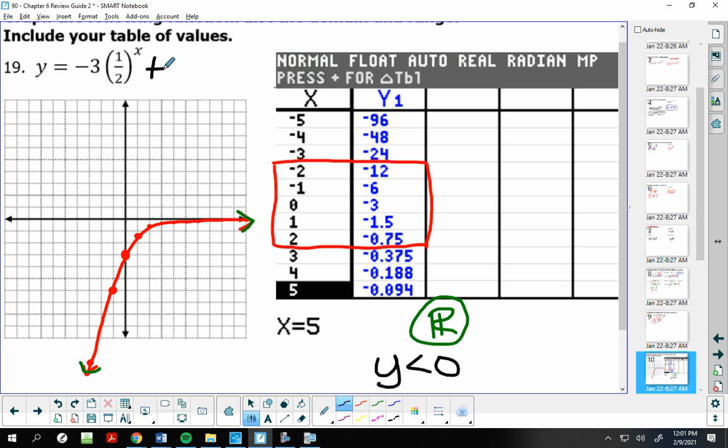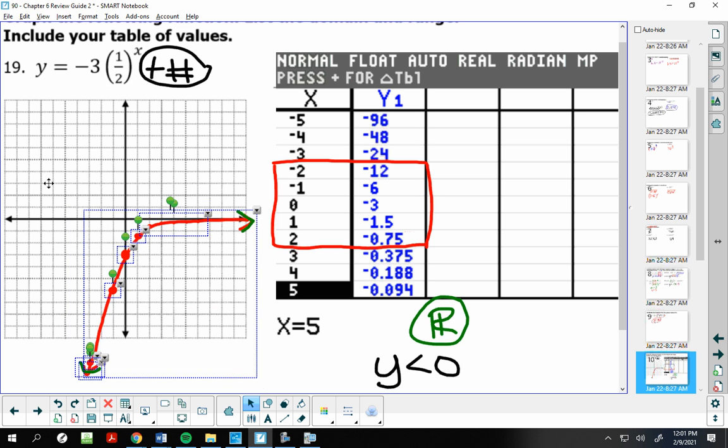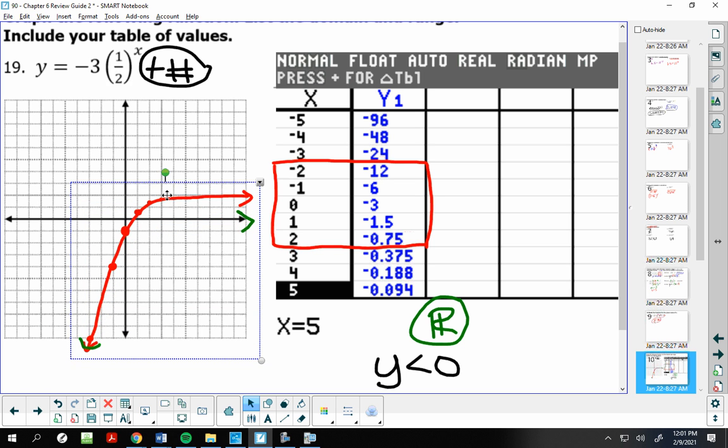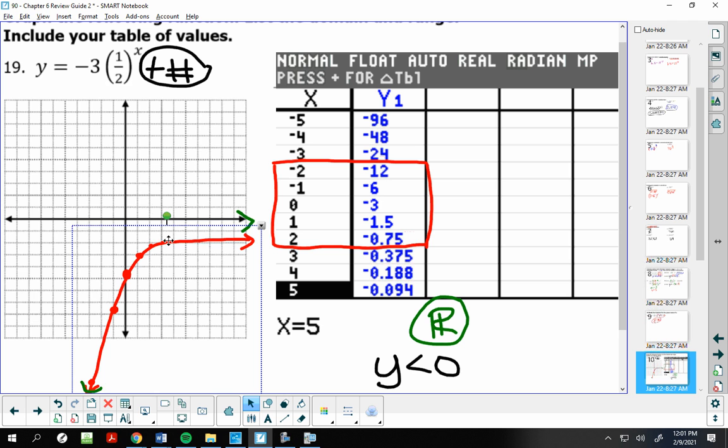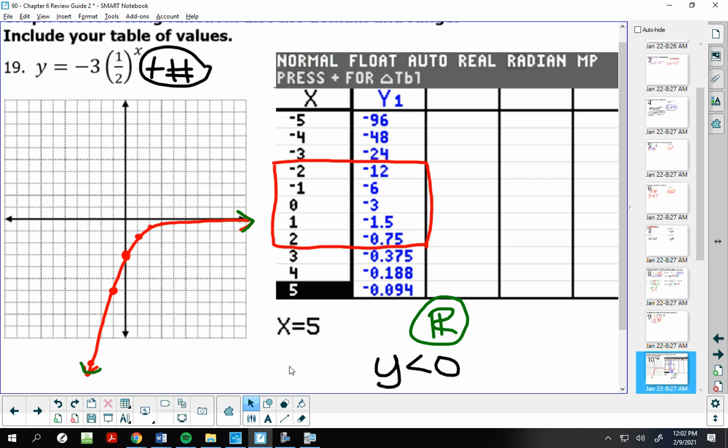If you're adding or subtracting a number on the outside here, then you're translating your graph up or down. So what it would look like, if you're adding or subtracting a number there, you would just be moving this up or moving it down. And that's when your range would change. Okay? But we're not adding or subtracting a number there, so therefore our range is just below 0. Okay?